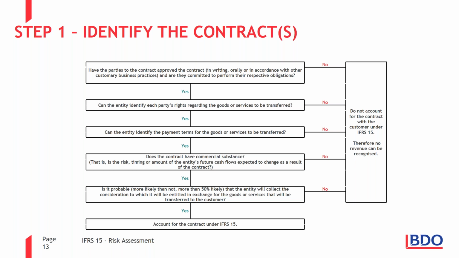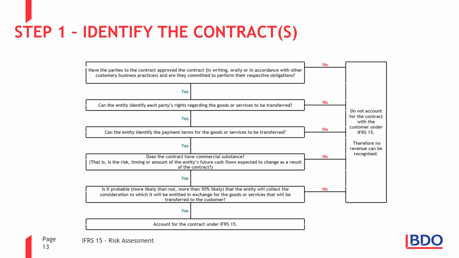However, if you end up, yes, I have a contract, you move on to the next decision tree where you consider whether you should combine contracts. Now, we've talked through this decision tree in the past. I think the one to really highlight here is the last question, which is: is it probable, more likely than not, more than 50% likely, that the entity will collect the consideration to which it will be entitled in exchange for goods or services that will be transferred to the customer?